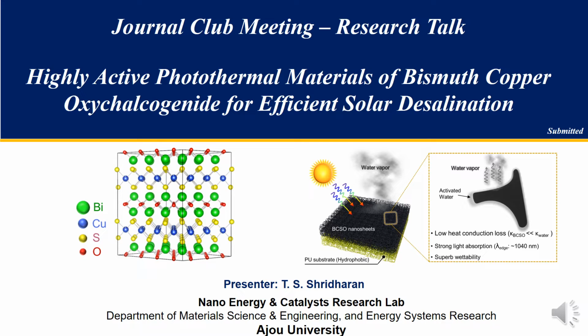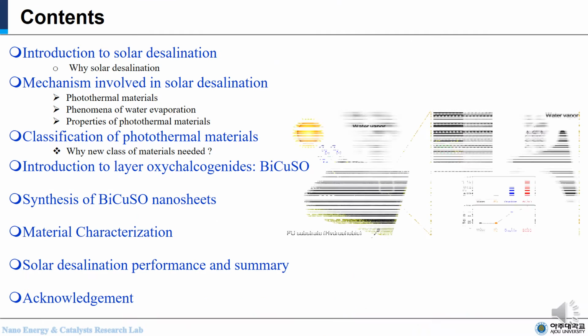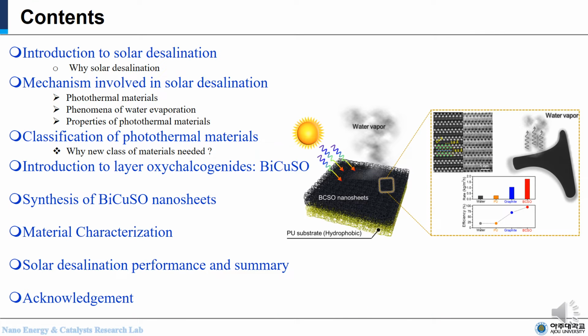I am T.S. Shridharan. I am going to present on the topic of highly active photothermal materials of bismuth copper oxychalcogenide for efficient solar desalination. This work has just recently been submitted for publication. So these are the contents I'm going to discuss in this research talk.